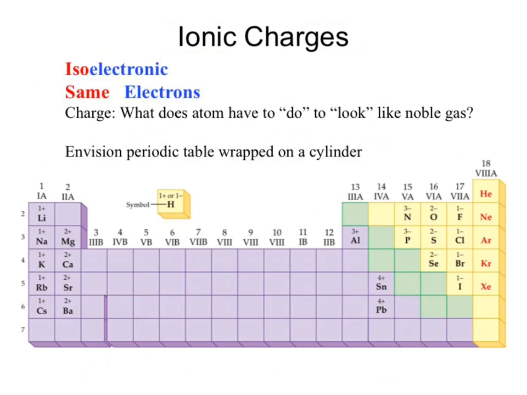It needs to lose 7 electrons to look like neon, or gain 1. Which is easier? Gain 1. What happens? Fluorine gains 1 electron to become fluoride, our negatively charged species.